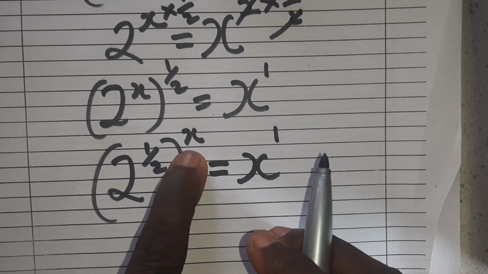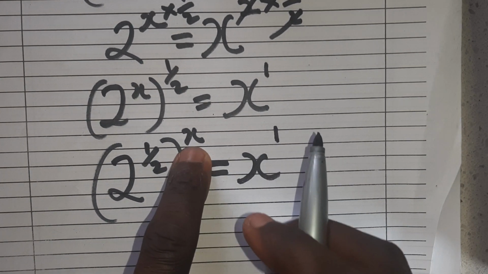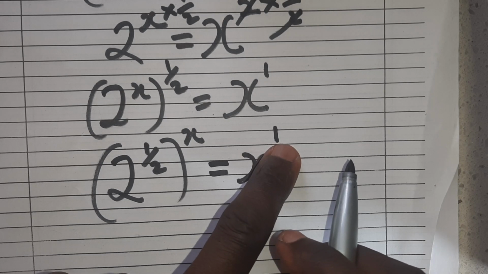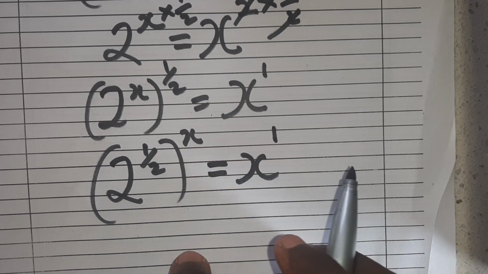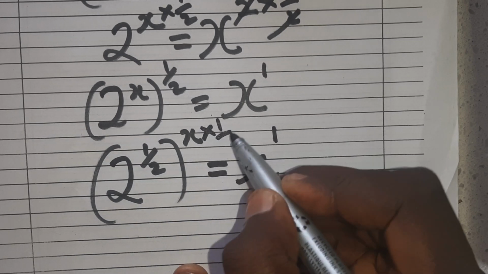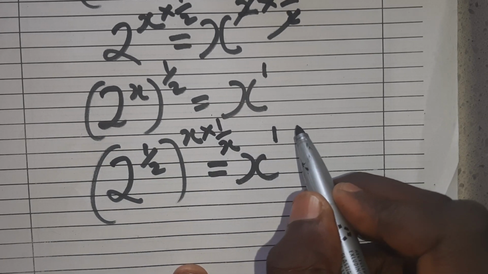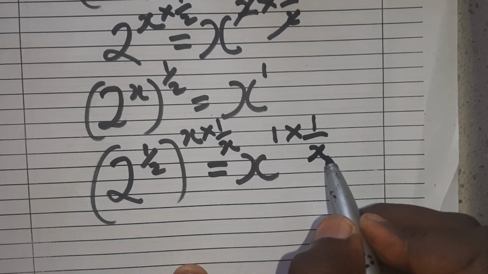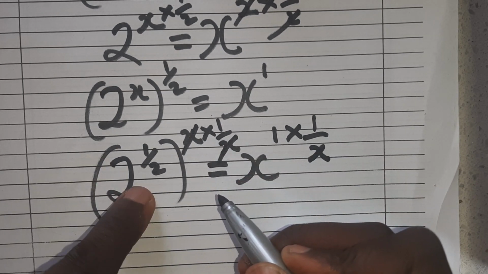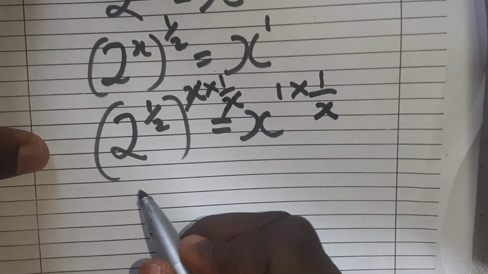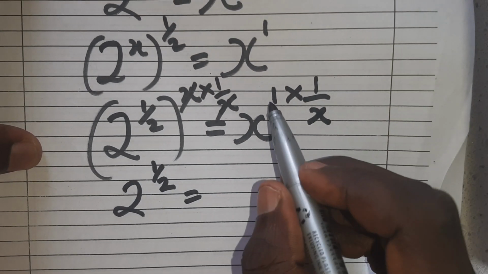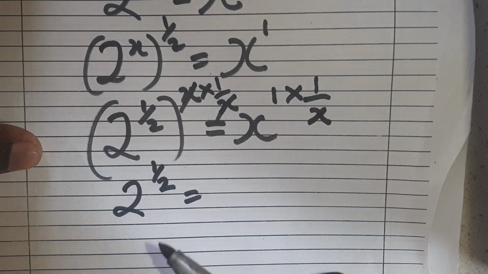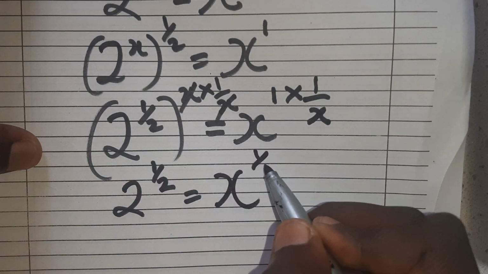Then, of course, I will try to eliminate x by multiplying here by 1 over x and also multiplying here by 1 over x. Remember, anything you do to the power on the left-hand side, you also do to the power on the right-hand side. So that's times 1 over x. And also this 1 will multiply by 1 over x. So x cancels x. And I have 2 raised to the power 1 over 2 being on the left-hand side. 2 raised to the power 1 over 2 equals, then here now 1 times 1 over x still gives me 1 over x. So I have x raised to the power 1 over x.